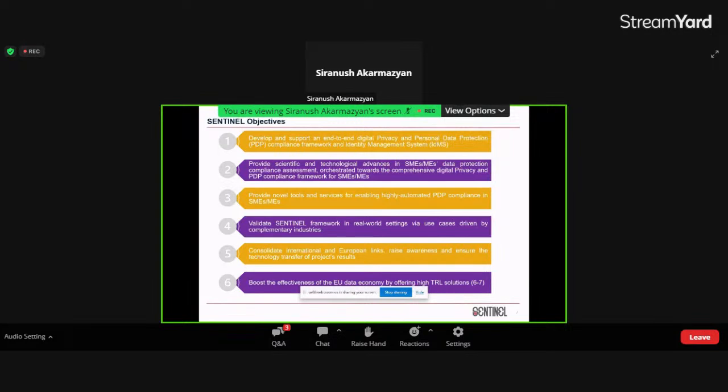The project also tries to consolidate international and European legislation, raise awareness, and ensure that the outcome of the project is well disseminated, and also boost the effectiveness of the EU data economy by proposing and offering a high TRL solution.